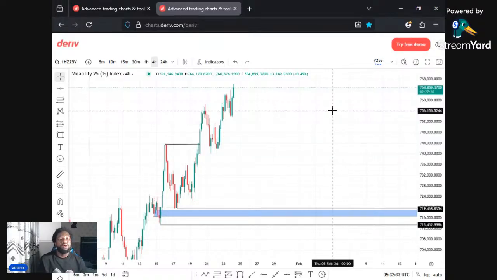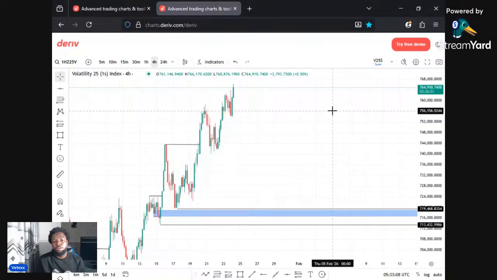So this is what we're anticipating on V25-1S, and hopefully price does what we want, because we will not force any trade. We will anticipate what we mark down and then wait for it to play out. That is why patience is very important when it comes to trading. You allow price to come to you, you don't chase after price, because when you chase price, you start losing yourself. You are no longer following the rules and principles you created for yourself. That has to do with the psychological aspect of trading.